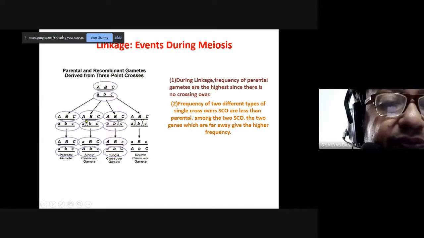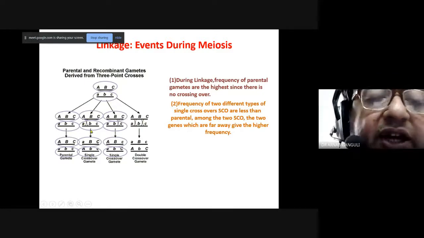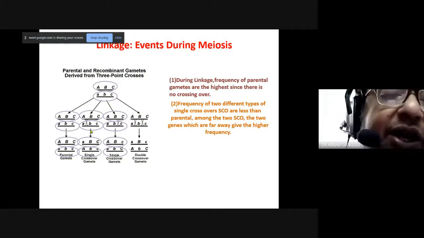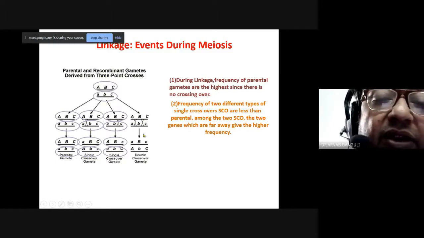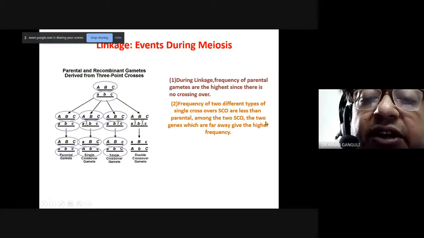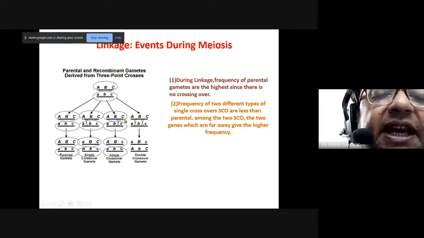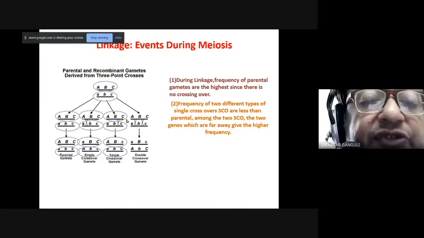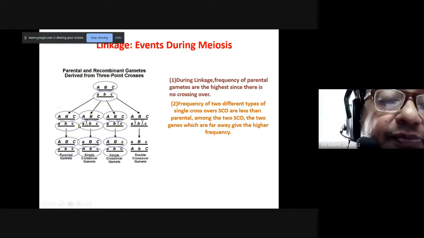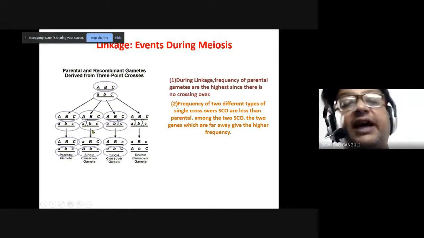So for one crossover, the number of recombinant crossover events where only one crossover takes place is less than the parental. And among the two single crossovers, the two genes which are far away give the higher frequency. So the genes, say for example, B and C are very far away. So they will give you higher frequency of crossing overs. If B and C is more than A and B, this crossover will be the highest.